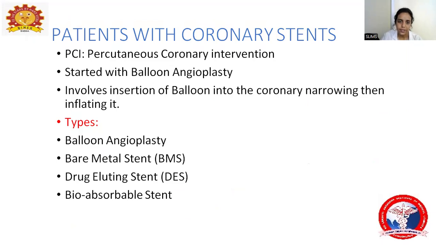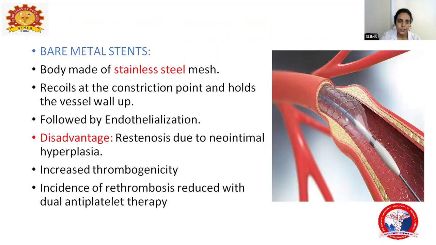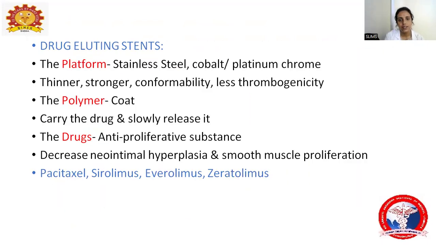Coming to coronary stent. So all the types of coronary stenting: balloon angioplasty, bare metal stent, drug-eluting stent, and bioabsorbable stent. We saw what they are made of and all. The disadvantage with bare metal stenting is restenosis and thrombogenicity. That's why the patient will be started on antiplatelet therapy. We also saw about drug-eluting stents: platform, polymer, and the drugs, paclitaxel, sirolimus, everolimus, zotarolimus, which decrease the hyperplasia and smooth muscle proliferation, which is not prevented in bare metal stenting. So that's the difference between both.